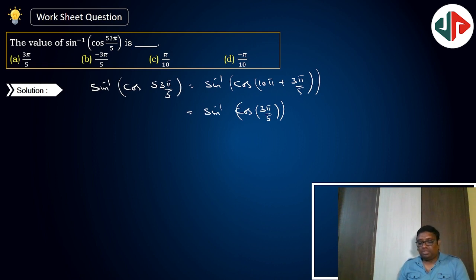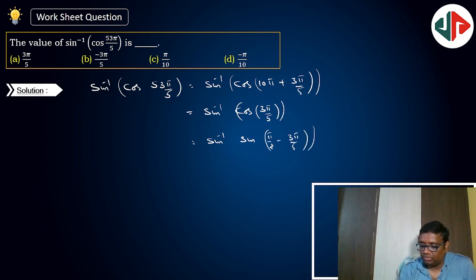Convert this value in terms of sine; we have to convert. This we can rewrite as sine inverse of sine of (pi by 2 minus 3 pi by 5). Can I rewrite? It lies between minus pi by 2 and plus pi by 2. So pi by 2 minus 3 pi by 5. So LCM is 10: 5 pi minus 6 pi. So minus pi by 2.